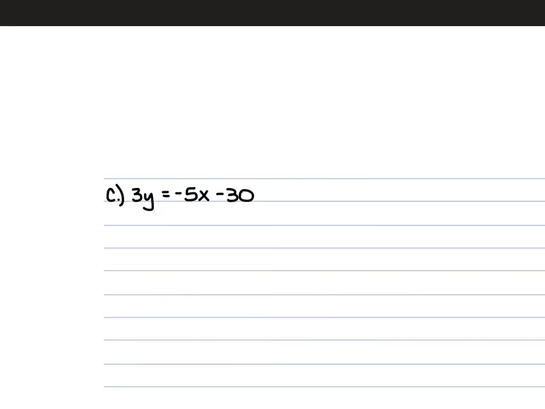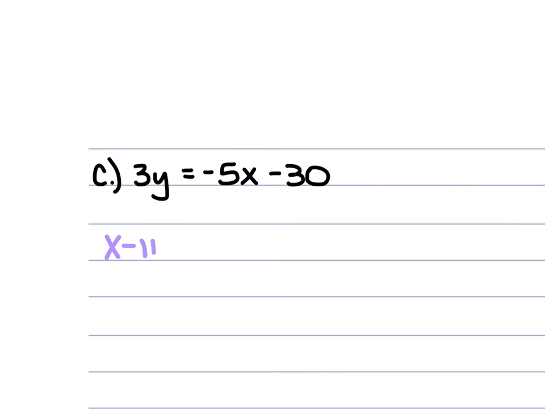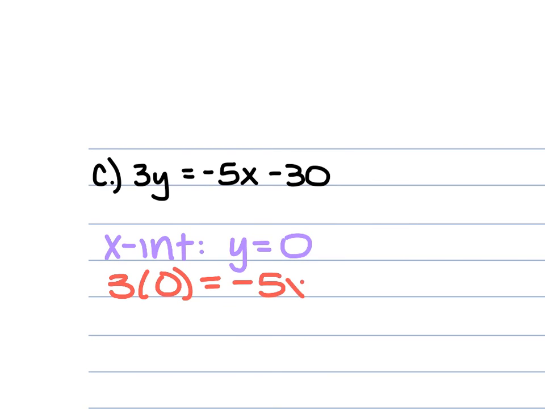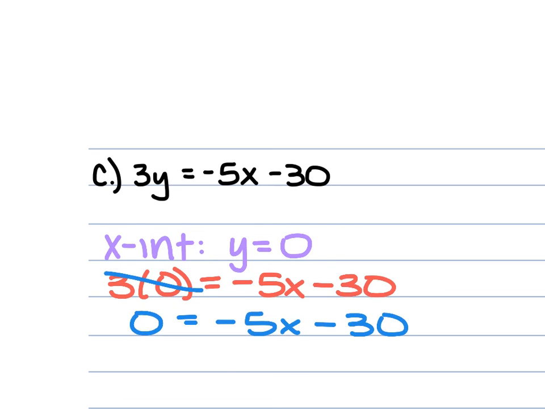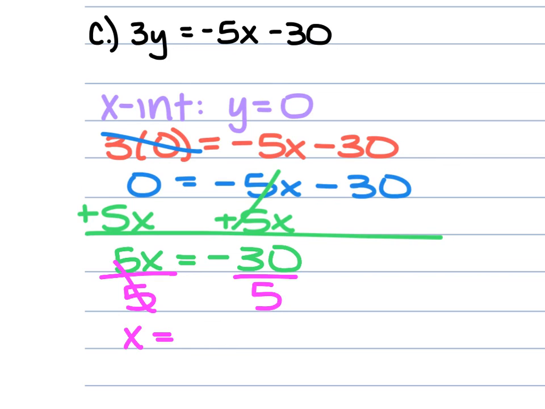For our last example, we're given 3y is equal to negative 5x minus 30. So find your x-intercept first. y is going to equal 0. So we're going to have 3y, or 3 times 0, is equal to negative 5x minus 30. That 3 times 0 is 0, is equal to negative 5x minus 30. We're going to move that 5x by adding it. So 5x is equal to negative 30. Then we're going to divide each side by 5. And x is equal to negative 6.